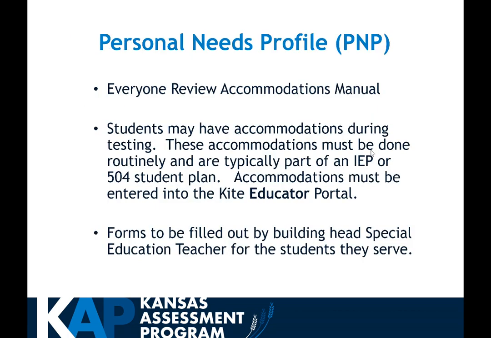If you have a student that needs accommodations, a special education teacher from your building will need to fill out a personal needs profile for that student. To review the accommodations that are available, review the accommodations manual. In order for a student to receive an accommodation, it must be part of their IEP or 504 student plan and must be part of their regular class instruction. The test coordinator will then enter the accommodations into the Kite Educator portal to allow these accommodations to be available when the student takes their test.